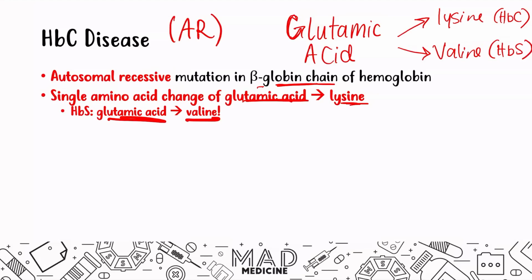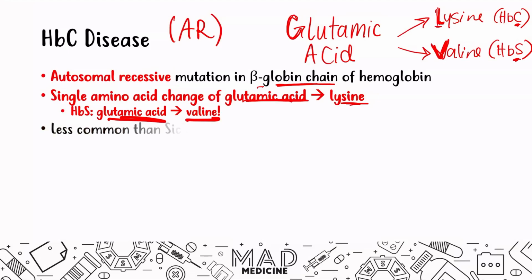The way I always remembered it is glutamic acid is either going to go to lysine or valine, and if it goes to lysine, because L comes earlier in the alphabet, you're going to have hemoglobin C, which comes before S, and because V comes second after L, you're going to have hemoglobin S with valine. That was always a little trick I used. Hopefully it's helpful for you guys, but who knows.